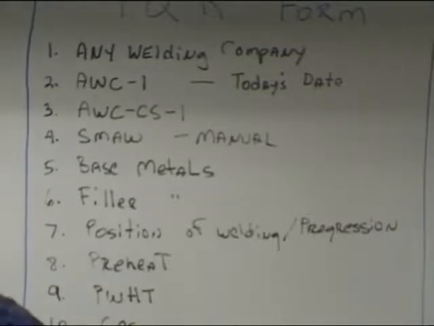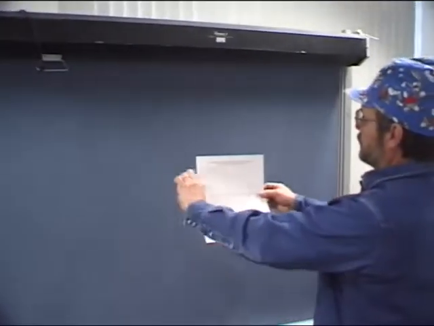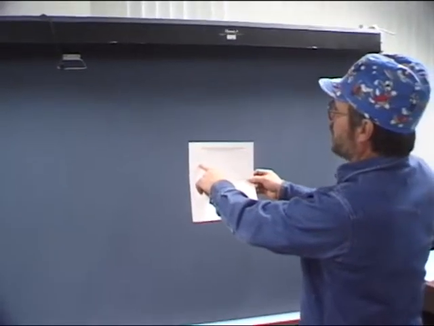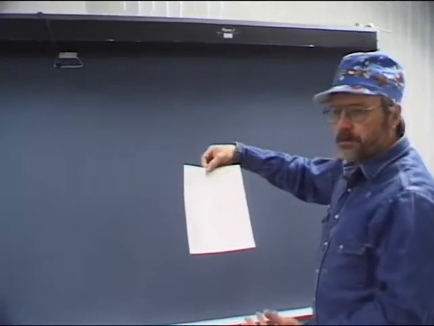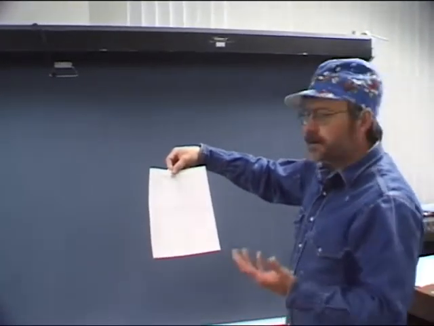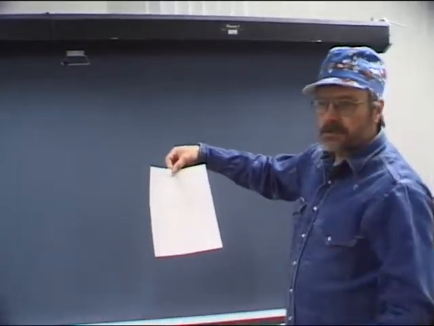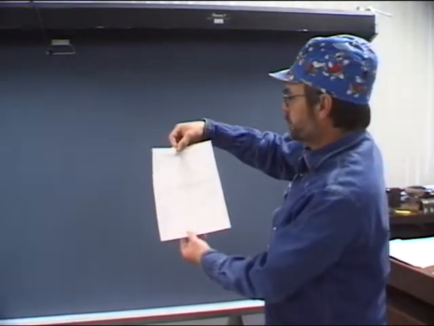Now come on over to the blackboard. Under this blank space here it says joints. And I want you to notice it says QW-402. What this form does is it refers you to the appropriate paragraph in Section 9 for more information. So if you're not sure what's supposed to go in that particular area, refer to Section 9 of the ASME Code and look up that paragraph and it will explain it to you.